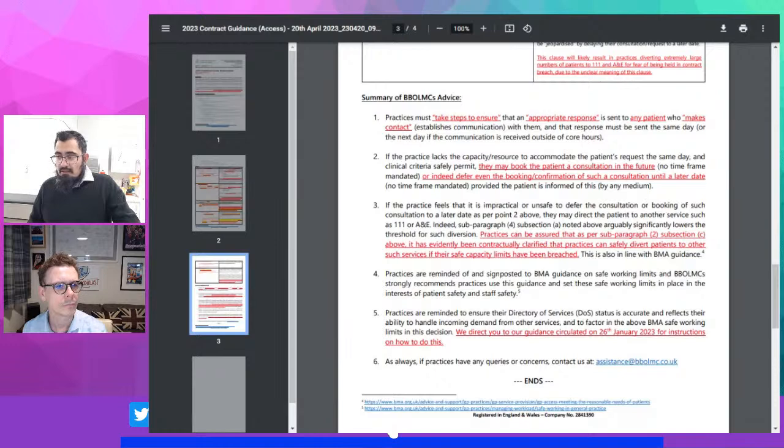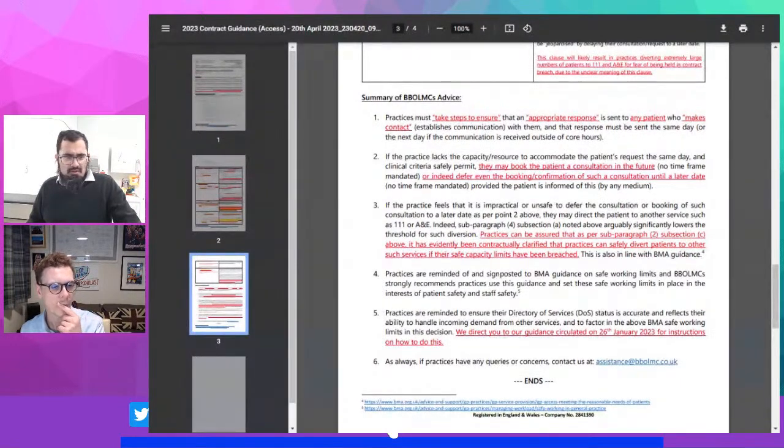And I think the key point of this particular paragraph is that it does state that practices can defer to an alternative service provider. And then it reminds about safe working limits. I know Andy mentioned that briefly, that actually the contract doesn't state that you have to do unlimited workload, but practices can set their own safe working limits that they feel are in line with other guidance. And there is guidance from the BMA and the GPC on what a safe working limit is.